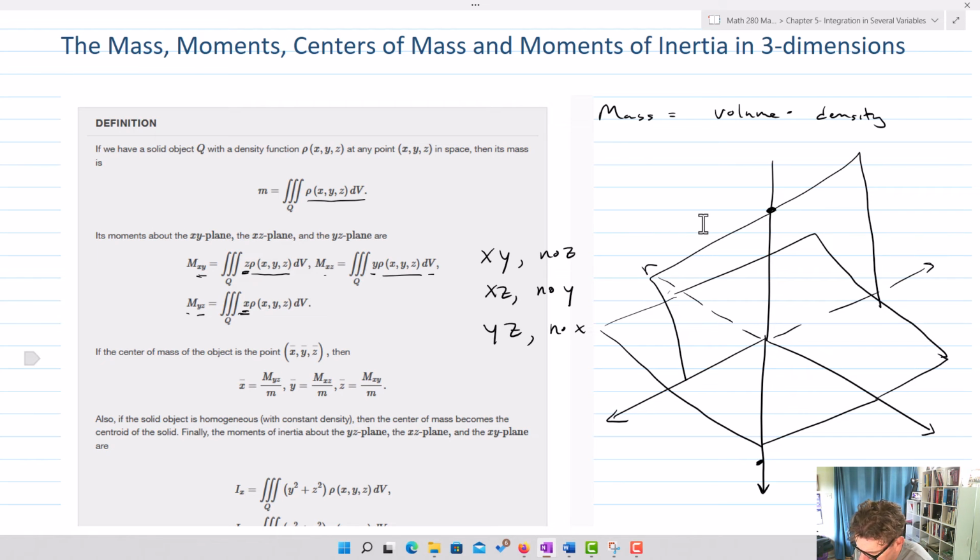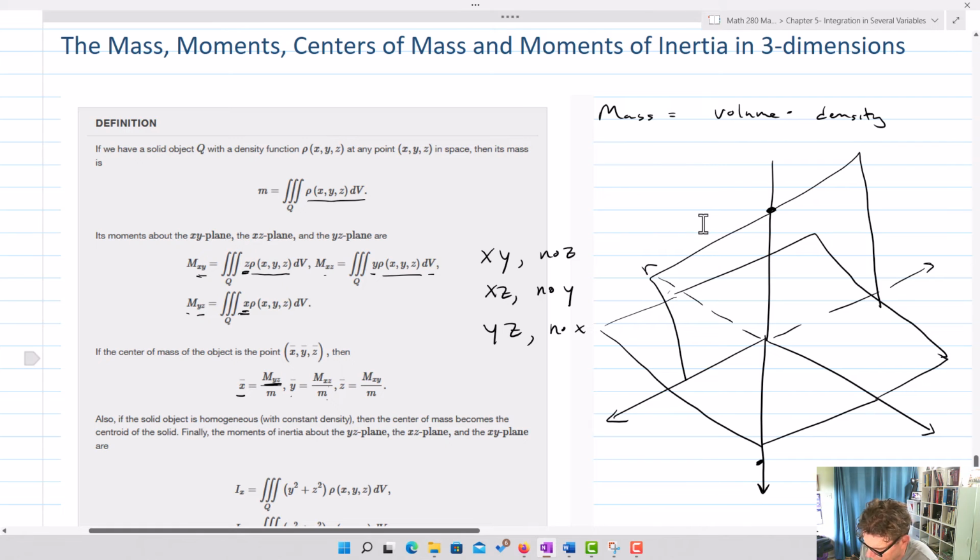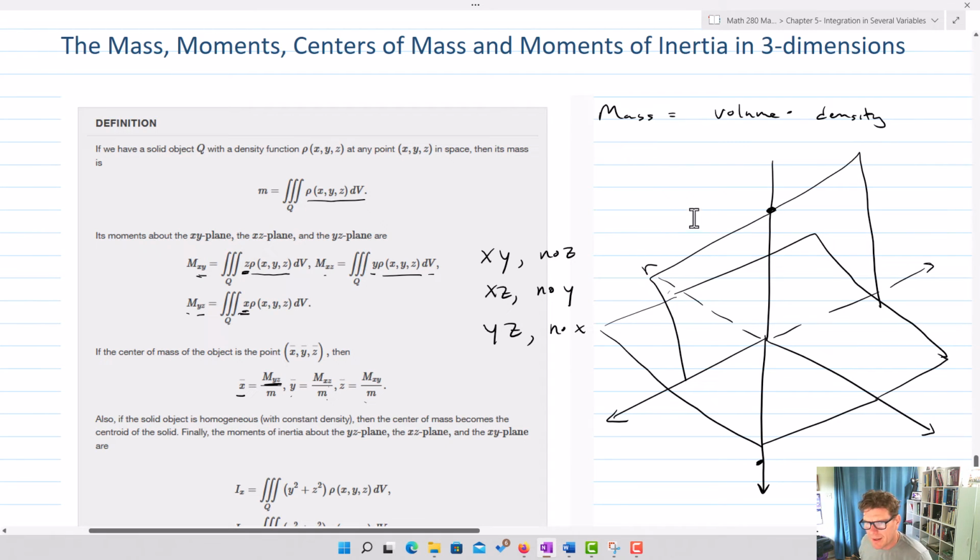Our moments then are going to be, as we think about them, x bar is going to be m of yz. So it's the one with the x in it. And y bar is going to be m of xz over m. So we're developing our center of mass for this volume. And z bar is going to be mxy over m. Same basic idea here as we had in 2 dimensions. We just added in basically another variable.